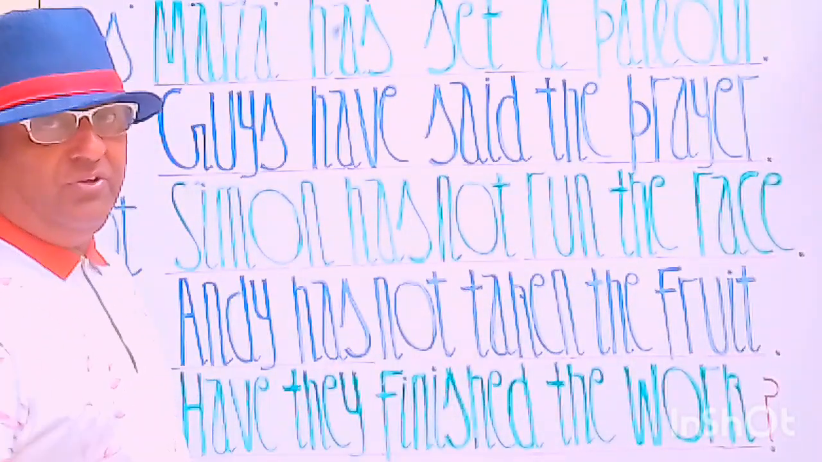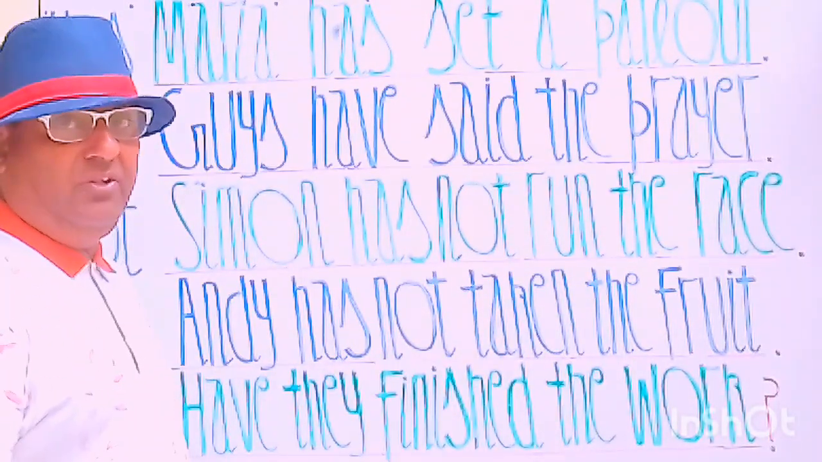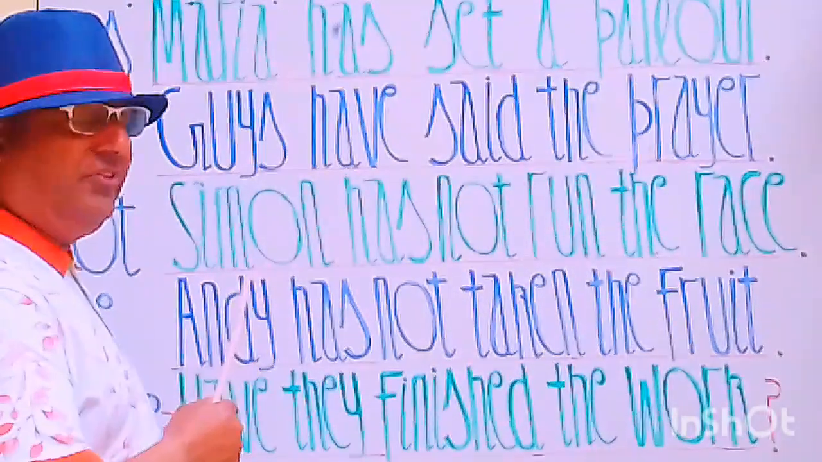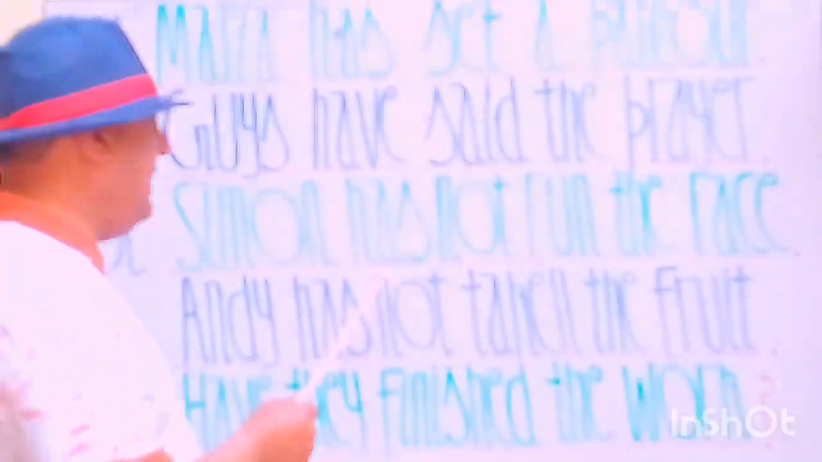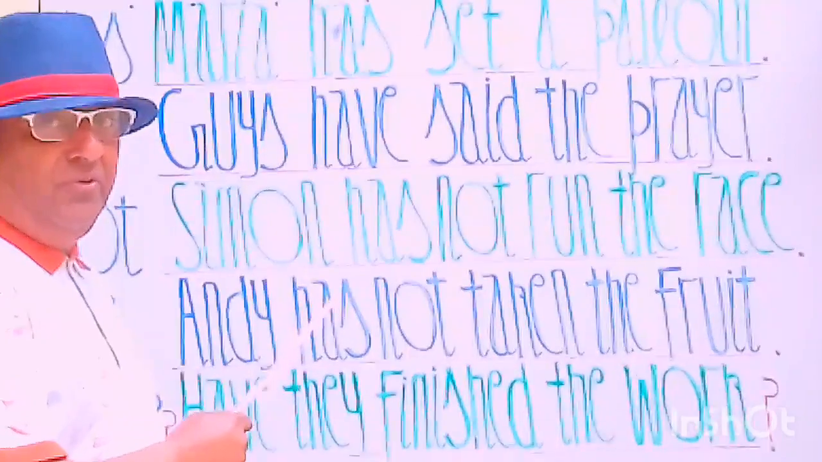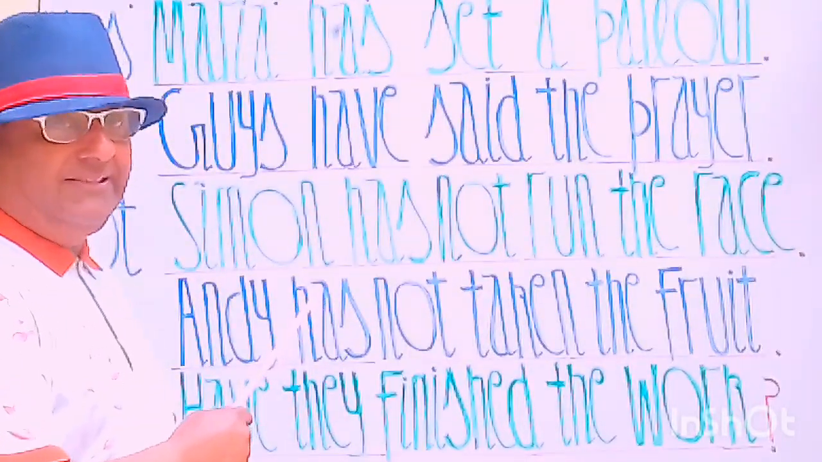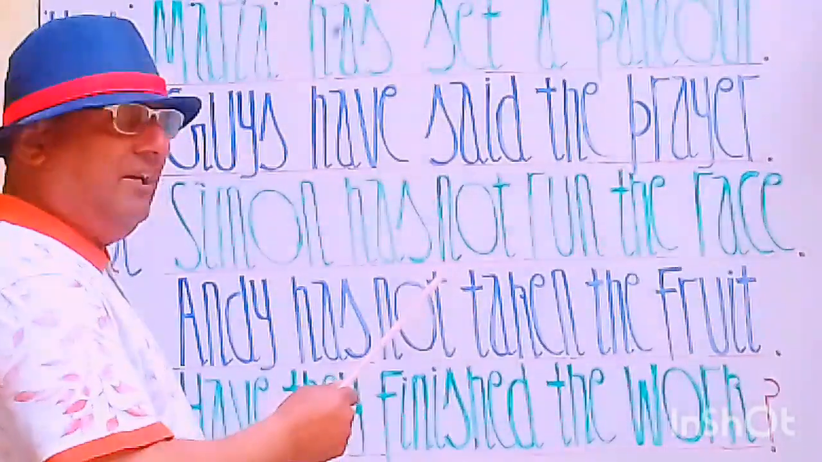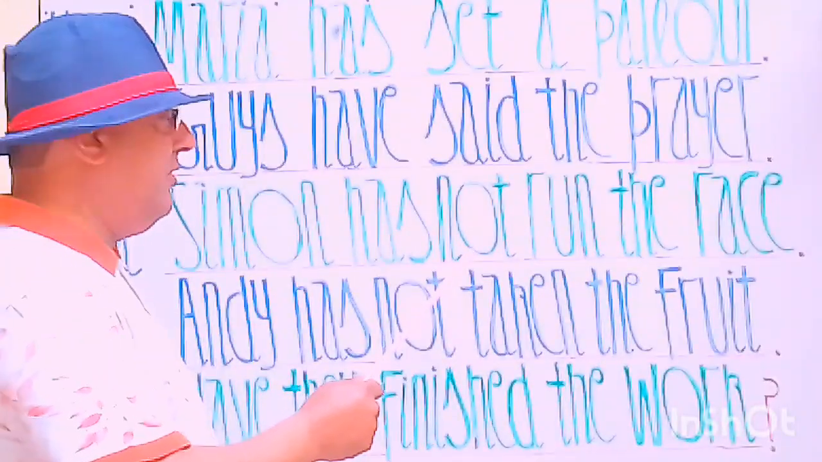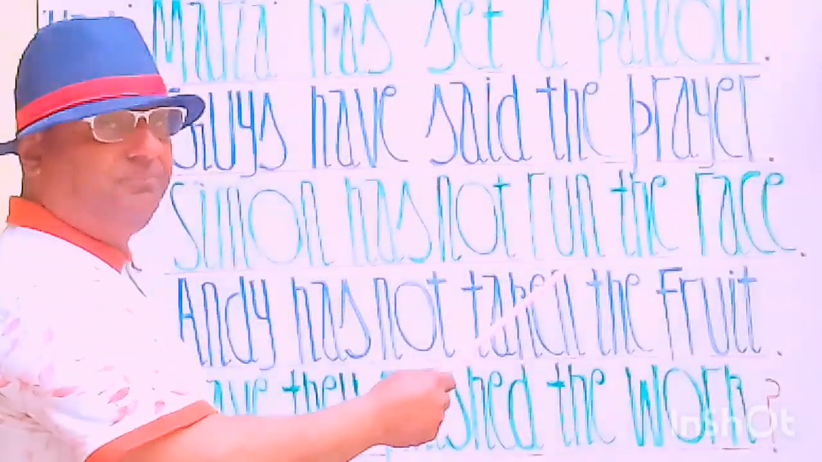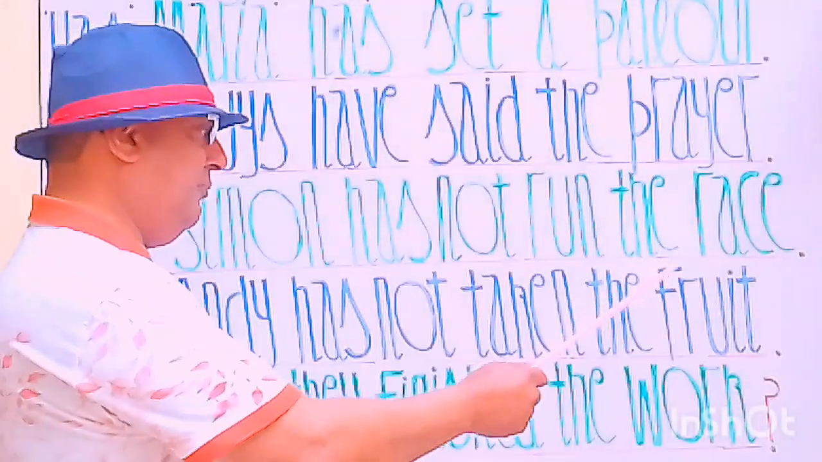Simon daud nahi daud chuka hai. You see, Simon is a singular subject and a noun. Has is a helping verb. With singular nouns we add helping verb has, and for negative sense after helping verb we add not, and then third form of verb run, and then the object race.